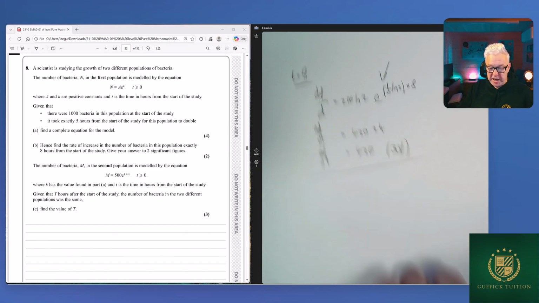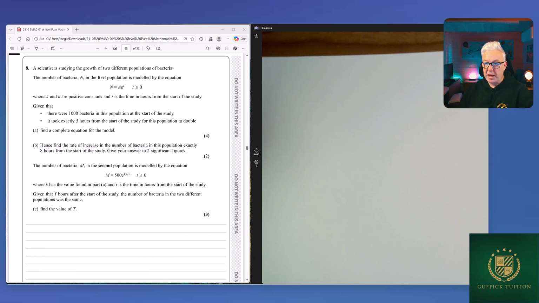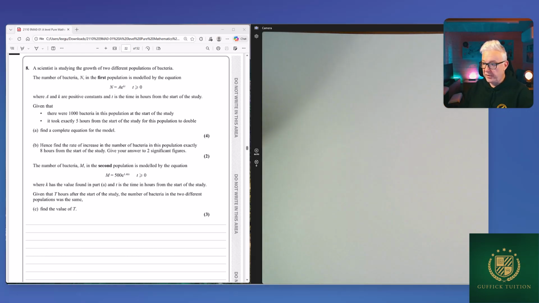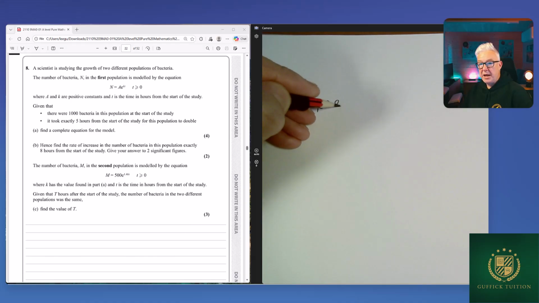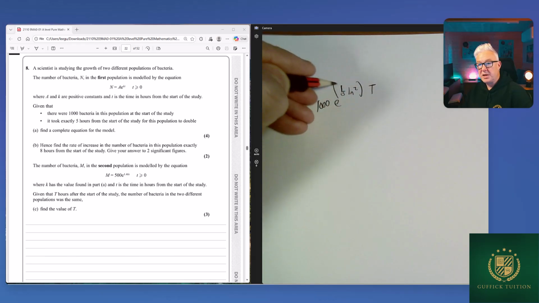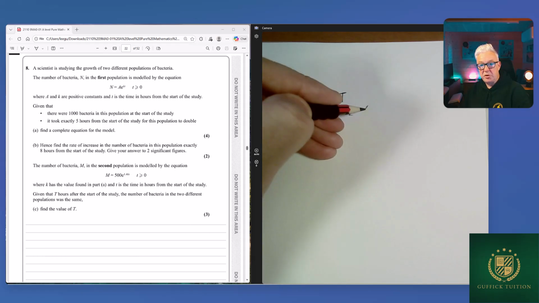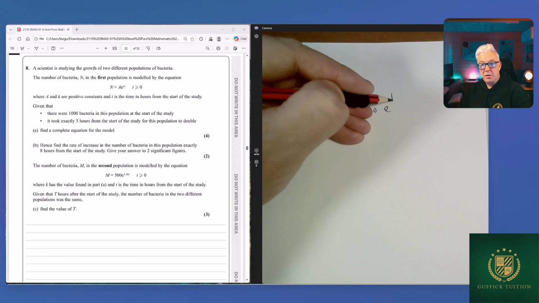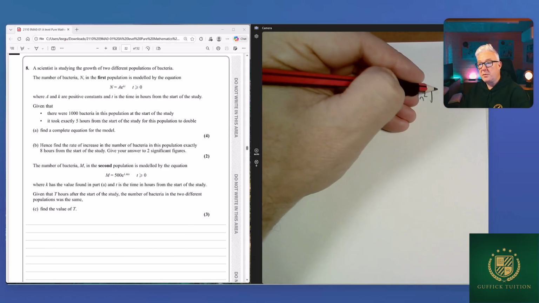So what we're saying is that some period of time later, the amount of bacteria in the two populations is the same. So let's go to our first model. Our first model is 1000 e to the 1/5 ln2 times t, and that's going to equal the second equation, which is 500 e to the 1.4 times 1/5 ln2 times t.